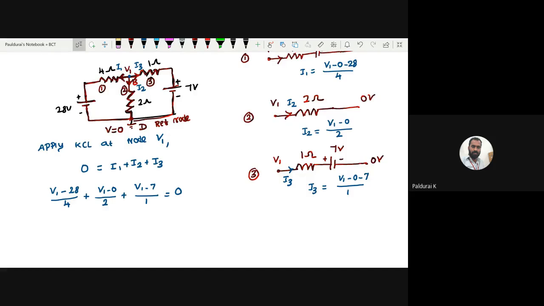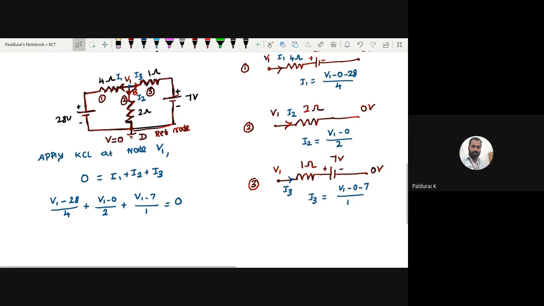You know how to develop a mesh equation, right? By using KVL in mesh analysis. Similarly, here by using KCL, we are developing one equation. This equation is called the nodal equation. So this is the way to develop a nodal equation. It's very simple. Okay, full mathematical, full conceptual.